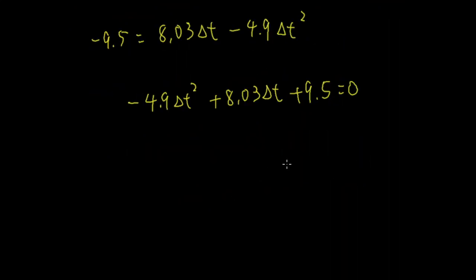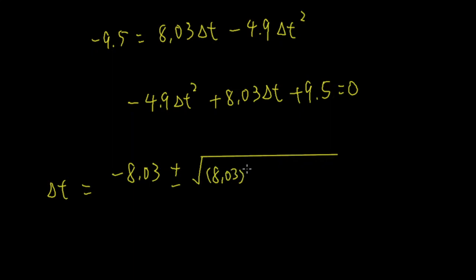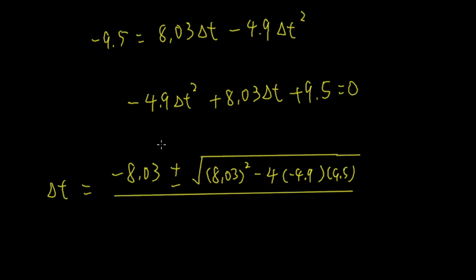Now we have a quadratic equation. Now let's solve for delta t. We can use the quadratic formula. So delta t is equal to negative 8.03 plus or minus the square root of 8.03 squared minus 4 times negative 4.9 times 9.5, all divided by 2 times negative 4.9.